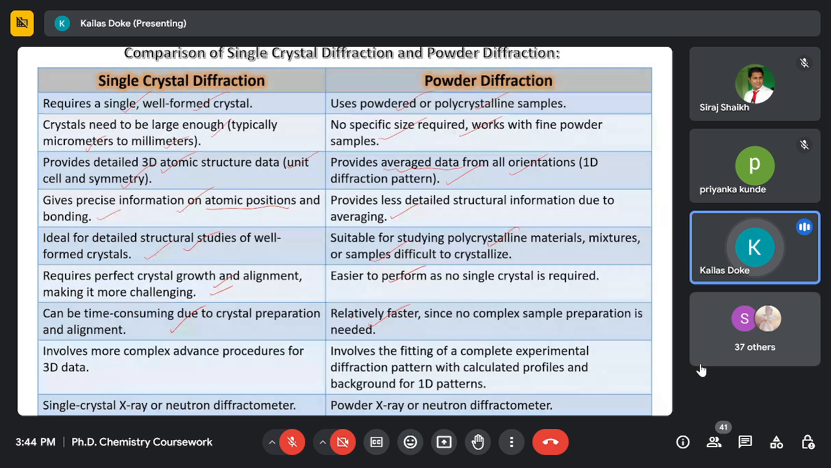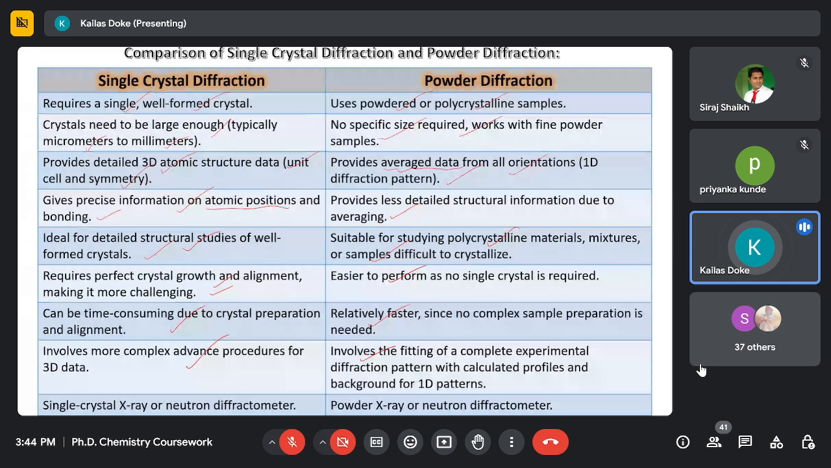The advantage of single crystal diffraction is that we get 3D data directly, so the next step is very easy to analyze. In powder diffraction, we have to perform a lot of analysis. Experimental data is collected, and we have to do calculations on that experimental data, with manual calculation or computers or algorithms, that convert the 1D data into 3D data.